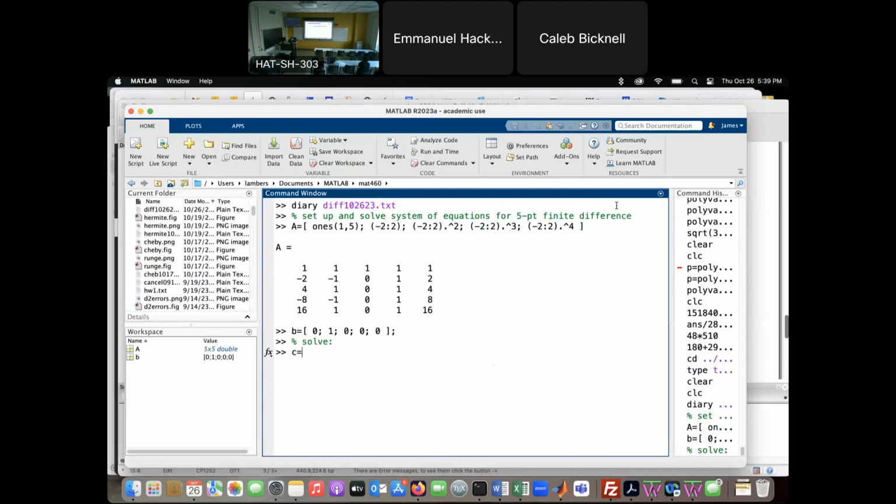So C is equal to A backslash B. That's how you solve a system of linear equations in MATLAB. It's the matrix, backslash, and then the right-hand side. So is this equivalent to A inverse? Yes.